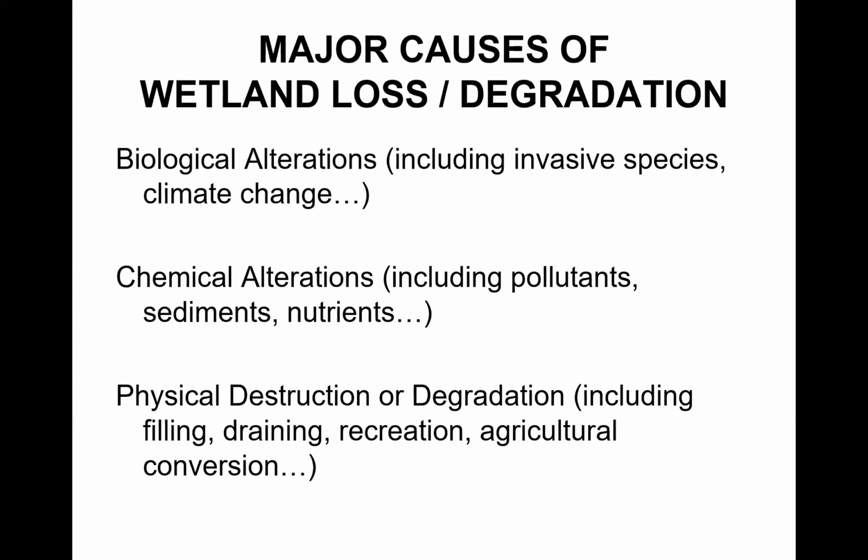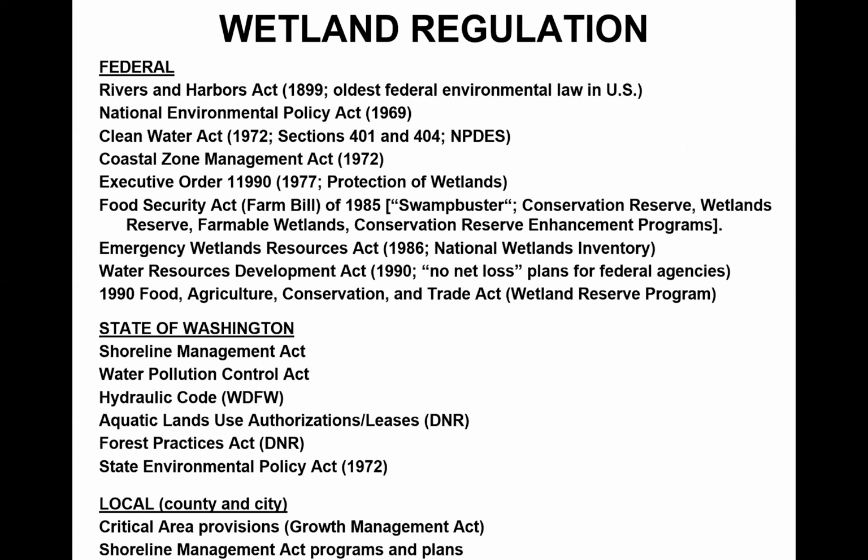But wetlands continue to be lost and degraded, and the major causes of that would include biological alterations, which includes invasive species and climate change; chemical alterations, including pollutants, sediments, and nutrients; and physical destruction or degradation. As I mentioned before, wetlands continue to be filled, drained, and converted to other land uses.